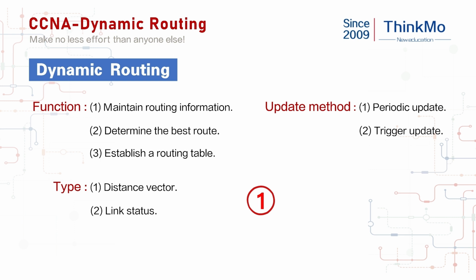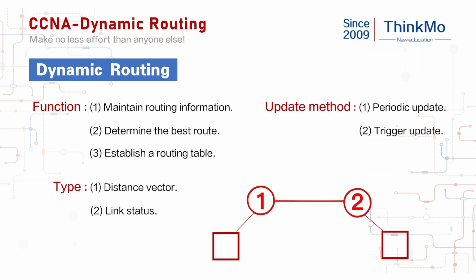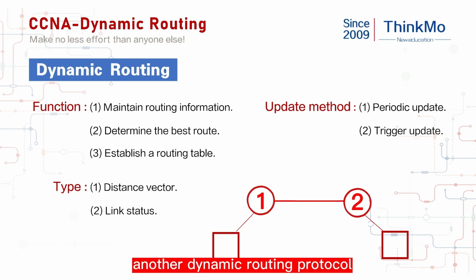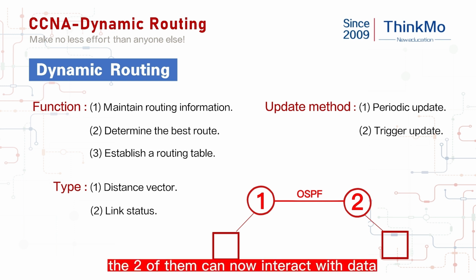This is R1. This is R2. Two devices. A PC is connected here, and this is also connected to a PC. There is a line between them. Another dynamic routing protocol is running between the two devices, called OSPF. You don't care how it works. The two of them can now interact with data.